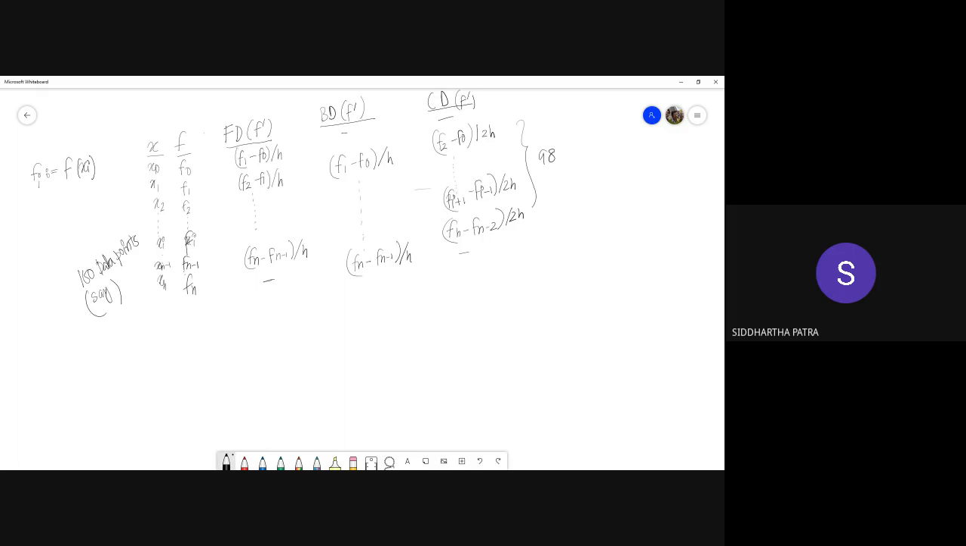Okay, and as you can see, if you take more and more data points, the percentage of locations where you are able to evaluate the derivative simply increases. If you take 10 data points, then the central differences can be evaluated at 80% of the locations. And if you take 100 data points, then you have central difference evaluated at 98 locations, 98% of the time.